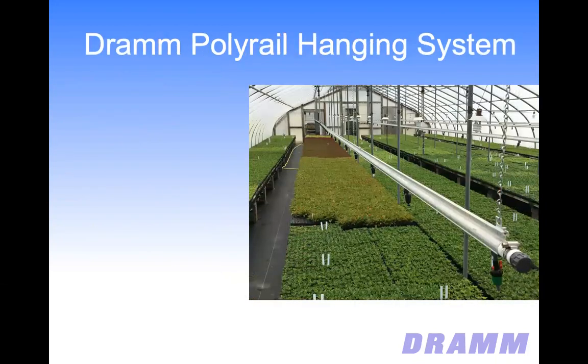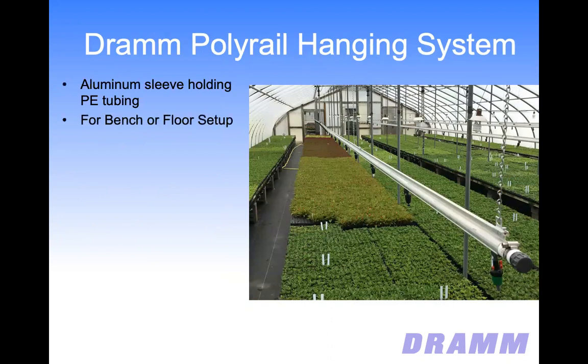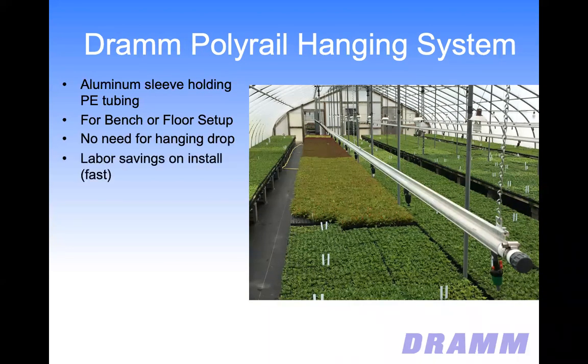Polyrail is a system that was developed by Dramm. It's basically a sleeve that you snap the tubing into. It can be used for benches or for floor. You do not need a hanging drop. We're basically directly sticking the nozzle into the piping, so we don't have to worry about a drop at all. It is very quick to install. It's a really clean look, so if you have a retail facility and a lot of drops basically makes it very cluttered and hard to see across a bay, the Polyrail is a good choice because it stays above the plants and we don't have an impedance of the eye, so you can see across because there are no drops.